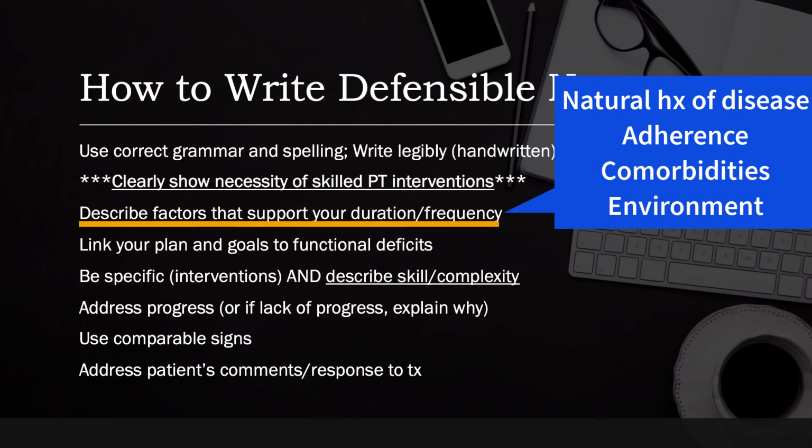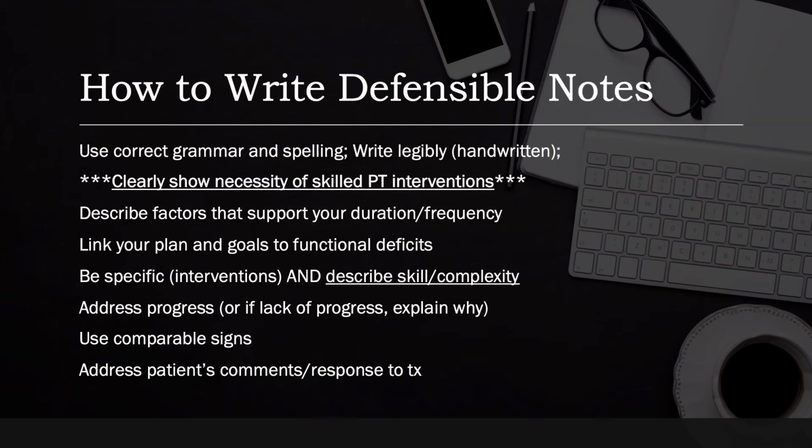And this should look familiar, and you should be able to see how this fits into that ICF framework. So again, if you use ICF, you cover a lot of the things that you need to cover to make your notes defensible, including the next bullet there, linking your plan and goals to functional deficits. That should be a natural progression if you use the ICF model as your framework. Next, being specific. So your intervention should show specific parameters as well as rationale for why those are being used, and showing the skill level needed to perform those again.